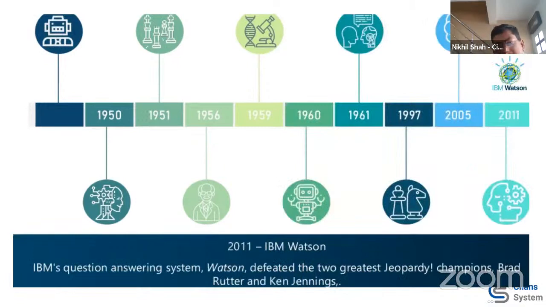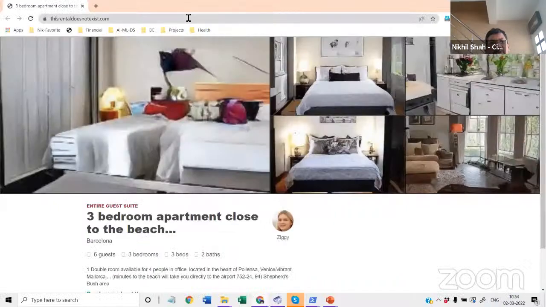If I fast forward to a very recent year, in 2011, IBM had a program called Watson. Some of you might know this. There is a game called Jeopardy, a very famous game. Let me quickly show you a quick example.